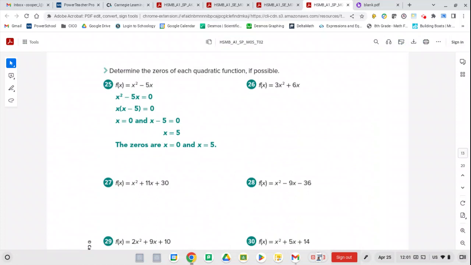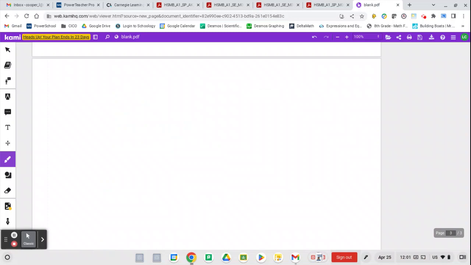Okay, this last part where it says the quadratic formula. This is a big one, so be ready. So the quadratic formula, this is the last thing we're learning before testing.